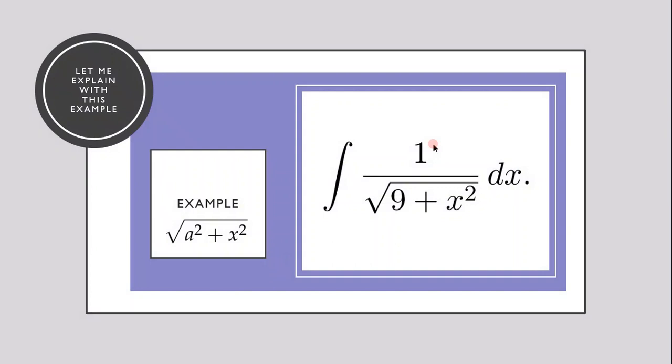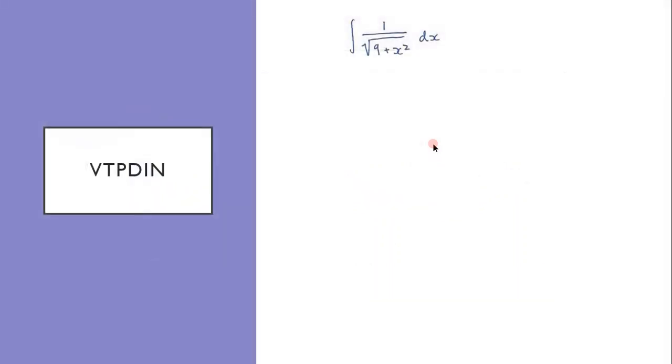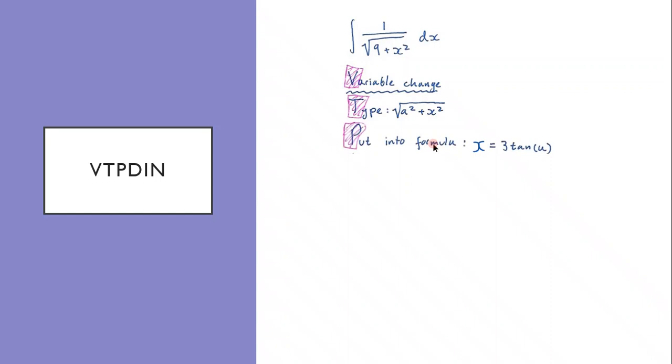So let me explain this with an example. So VTP, very tired people die in tears. What do I mean? So the first thing you want to do is a variable change. Then you want to figure out the type. So is it a squared plus x squared? Is it a squared minus x squared? Or is it x squared plus or minus a squared? What is it? You gotta figure it out. Then you put it into the formula.